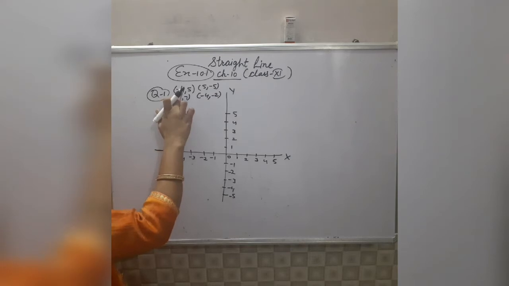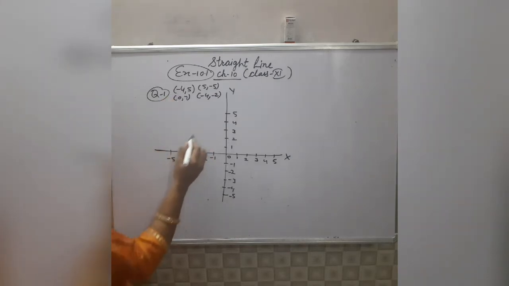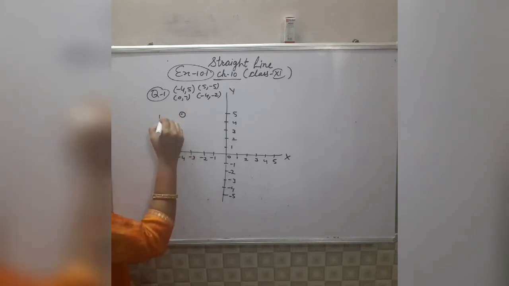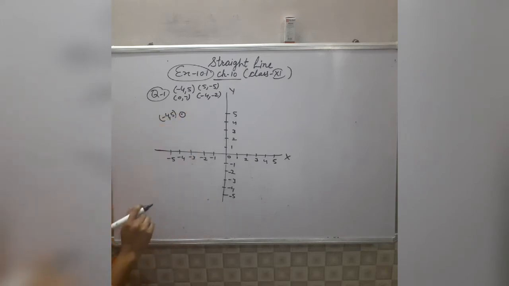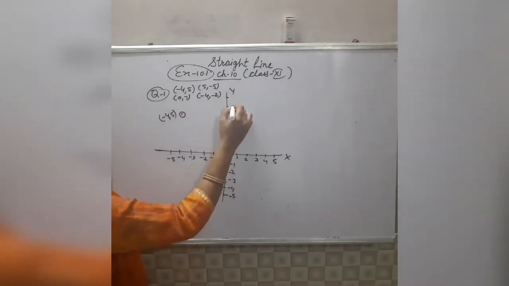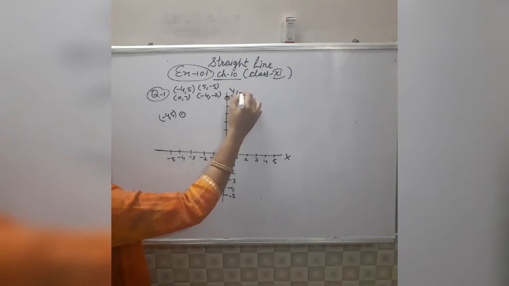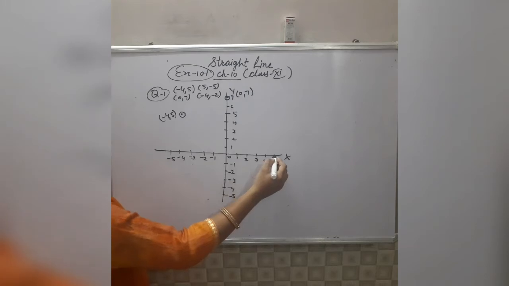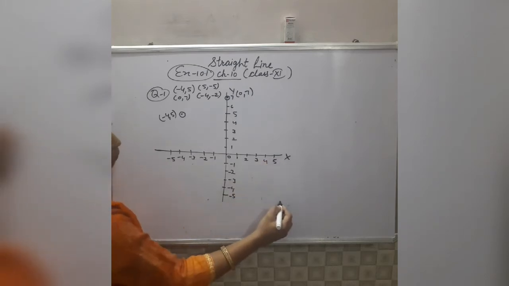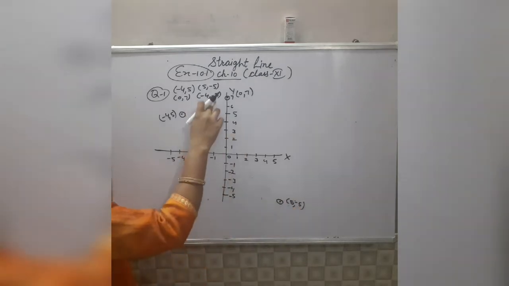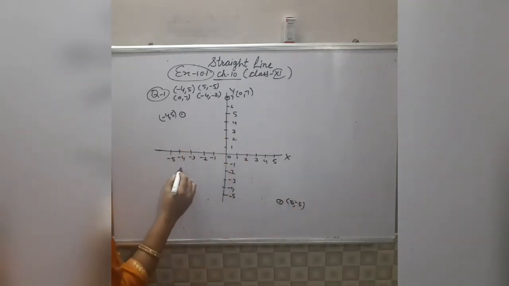Now first point is minus 4 and 5. X is minus 4 and y is 5. This is the point, coordinates of this point minus 4 comma 5. Second point is 0 comma 7. X is 0 and y is 7. This is 6, this is 7. Coordinates of this point 0 and 7. Third point, x is 5 and y is minus 5. At this point coordinates will be 5 comma minus 5. Fourth point is minus 4 and minus 2. X is minus 4, y is minus 2. This point minus 4 and minus 2.